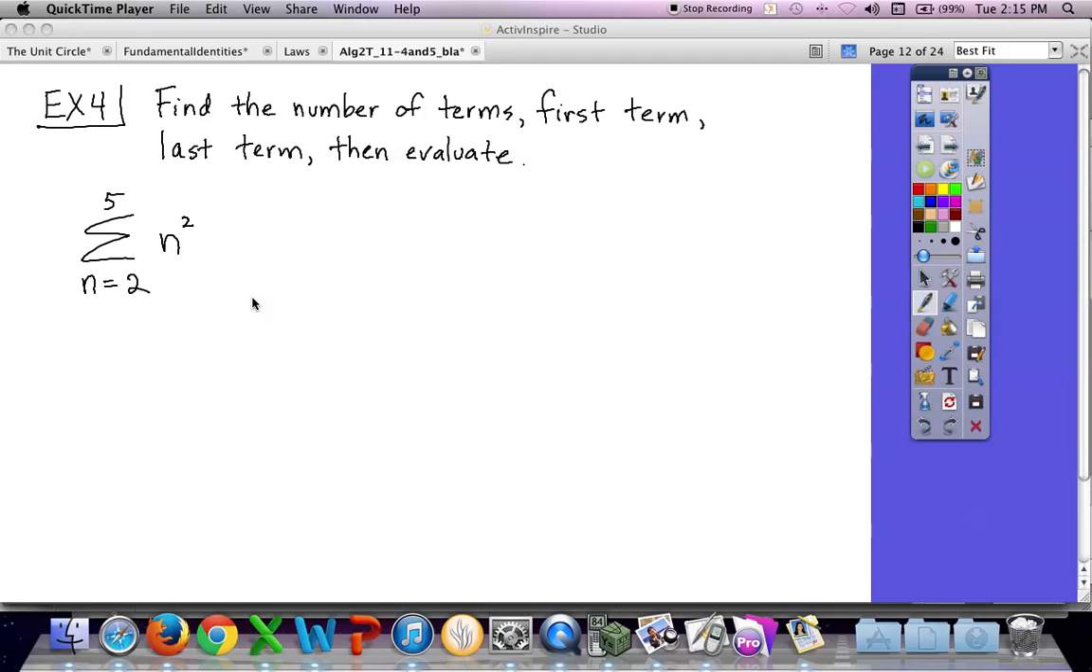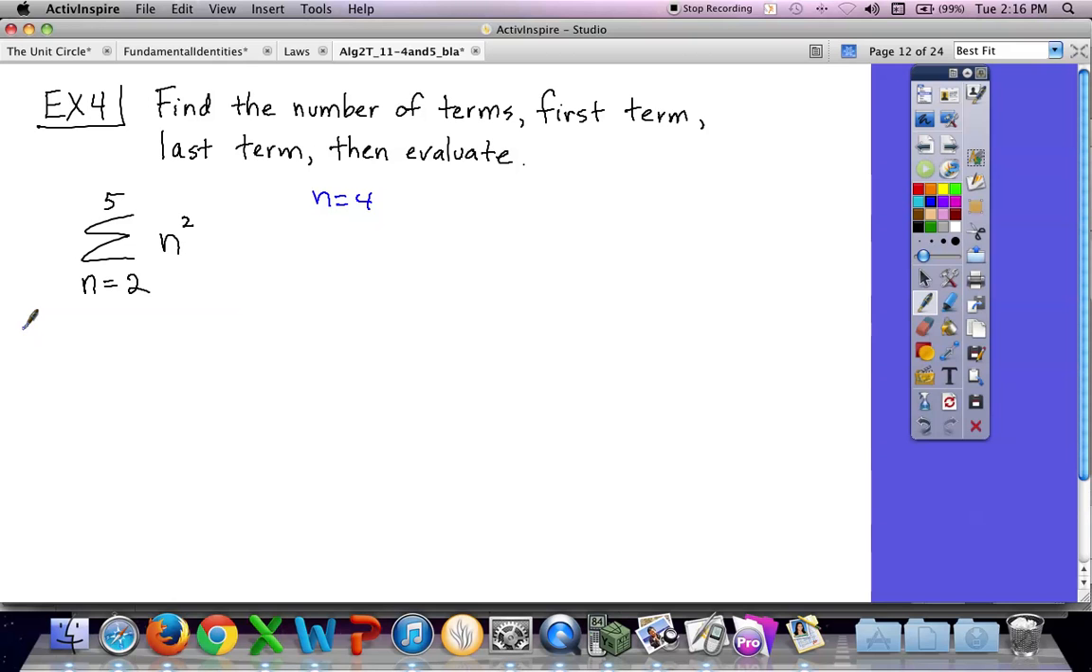But the way that the problem is phrased, it still says you have to find the number of terms. And this is informative because it happens even with arithmetic or geometric sometimes. How many terms are there in this series? How many? It's not 5 because it doesn't start at 1. It starts at 2. You've got to take into account where it starts and where it ends. If it was 1 to 5, you'd say 5. Since it's 2 to 5, n equals 4.